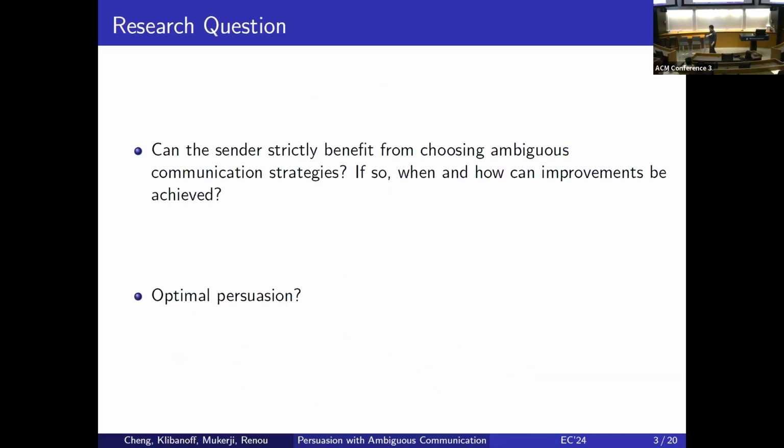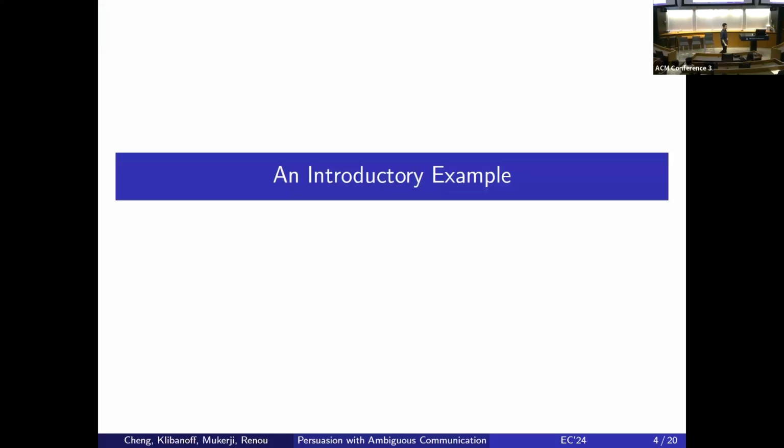So in this paper, we ask the following questions. First of all, given that the sender has a strictly larger set of strategies, can the sender benefit from that? And moreover, if the sender really benefits, we want to understand when and how such improvement can be achieved. And we also want to understand what is the optimal ambiguous communication strategy in such a setting. So in this paper, we provide answers to these questions. But in short, for today's talk, I'm going to just tell you a simple example to illustrate the main ideas we have.